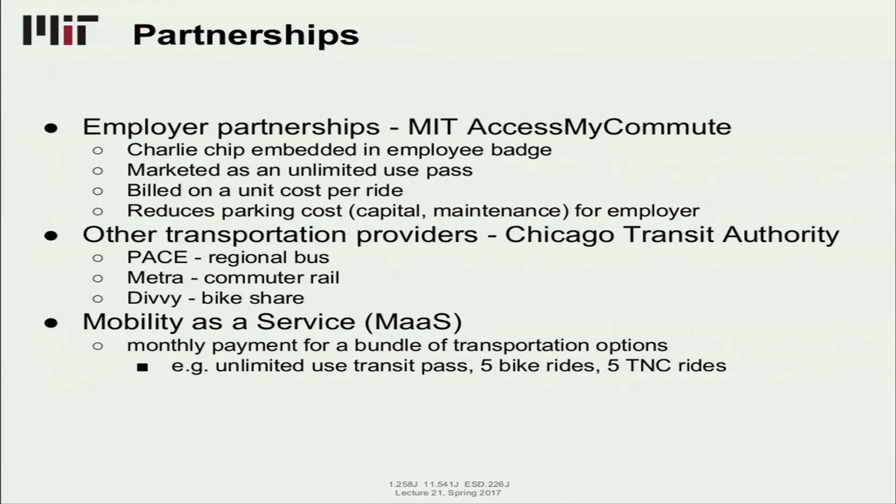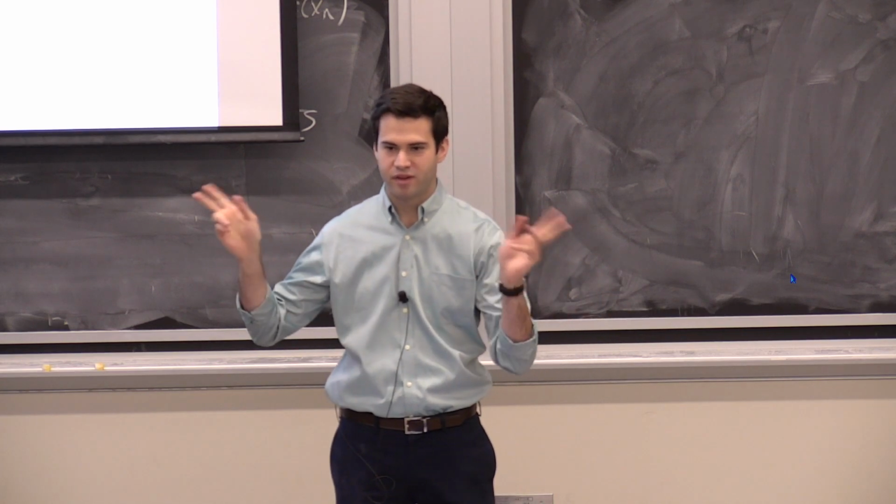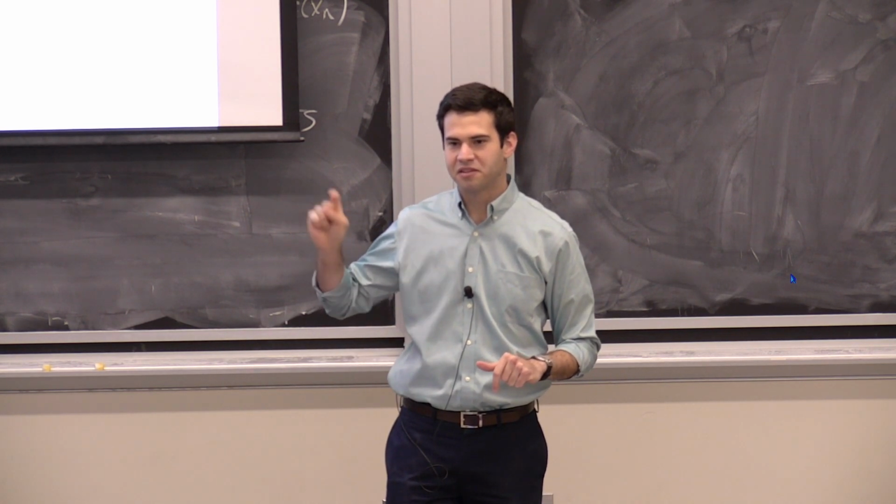Partnerships, another emerging trend. So employer partnerships is one example. I'll give the example of MIT, actually. MIT has something called Access My Commute. Our lab was actually involved in that. So every MIT badge, student or employee badge, has a Charlie chip embedded inside. You can look at the back and it says Charlie inside. And to employees, it's marketed as an unlimited use pass. So I can use my MIT ID and ride the MBTA. MIT gets billed on a pay-as-you-go basis.